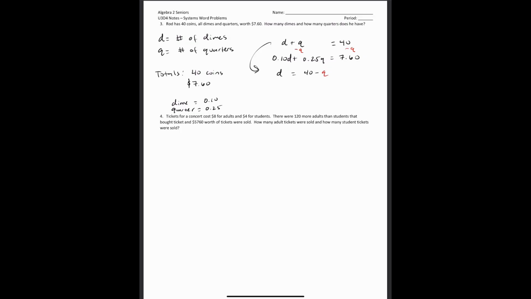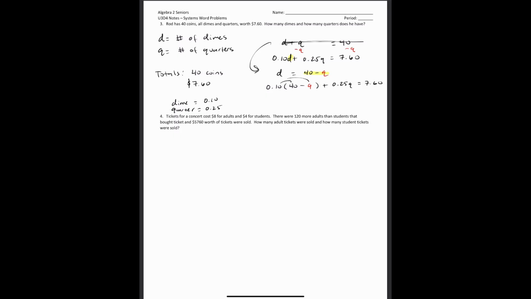So that means, since we have D equals 40 minus Q, I don't need this equation anymore. All right? Since I'm using substitution, if D is equal to 40 minus Q, then I can replace this variable, this D, with 40 minus Q. So I can say 0.10 times (40 minus Q) plus 0.25Q equals $7.60.